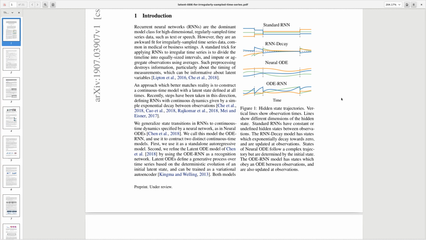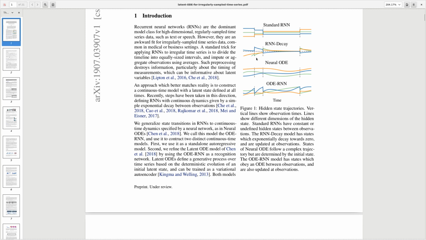This is Figure 1, hidden state trajectories. Vertical lines show observation times. Lines show different dimensions of the hidden state. Standard RNNs have constant or undefined hidden states between the observations. The RNN decay model has states which exponentially decay towards zero and are updated at observations. The state of neural ODEs follows a complex trajectory but is defined by the initial state. The ODE-RNN model has states which obey the ODE between observations and are updated at observations.